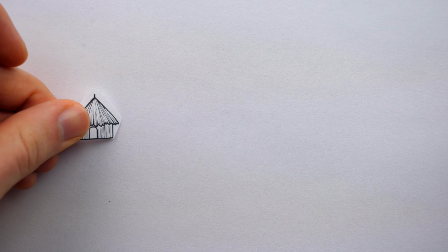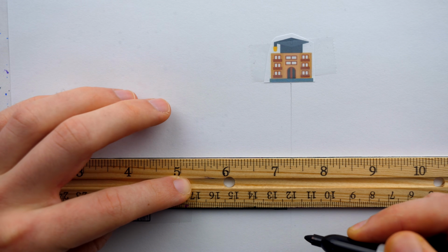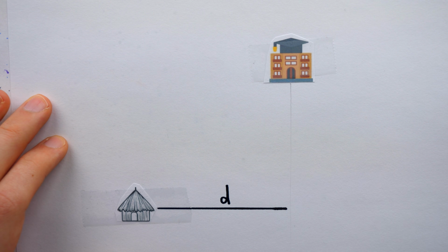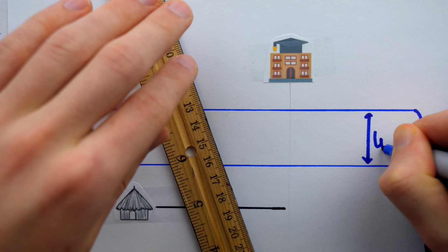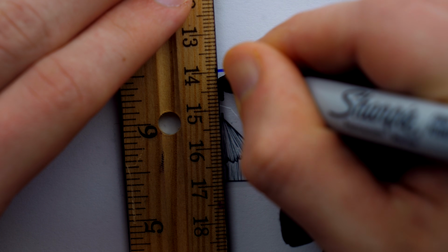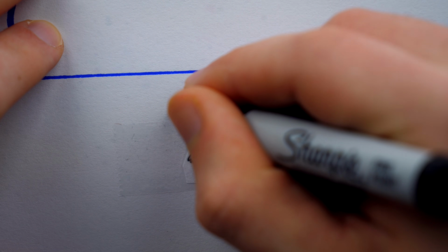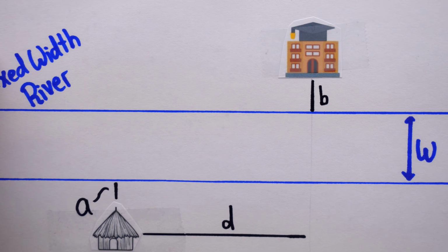Allow me to weave you a tapestry of narrative. Adam lives in a hut across from a prestigious university. Separating them is a lateral distance d, and the distance w across the famous fixed-width river. There's also the distance a between Adam's cozy hut and the river, and the prestigious university's distance b from the river.